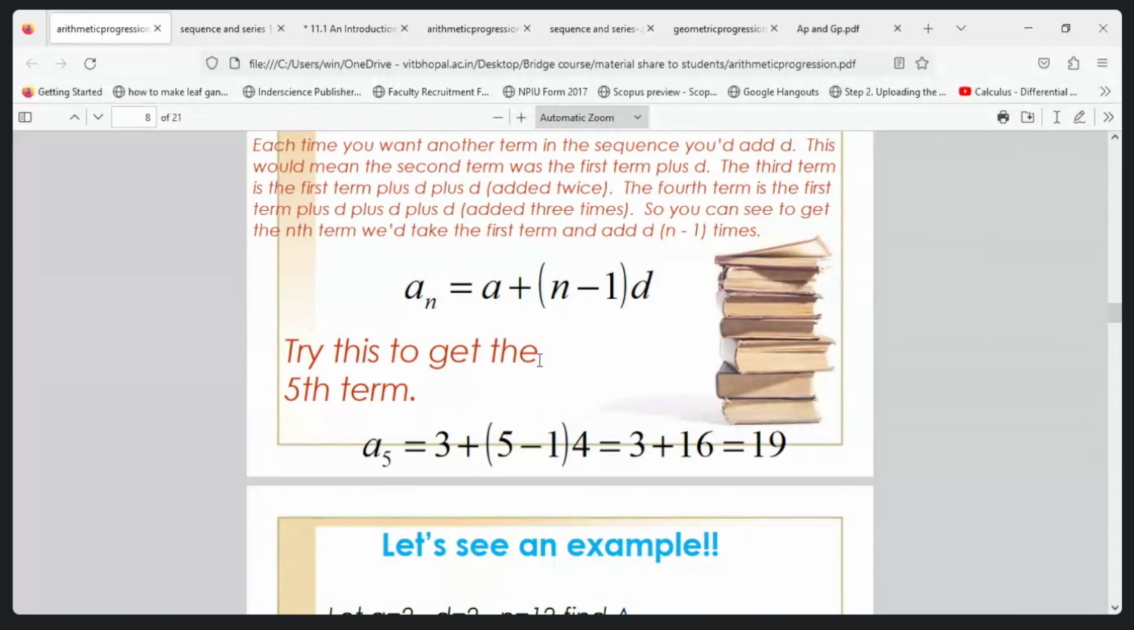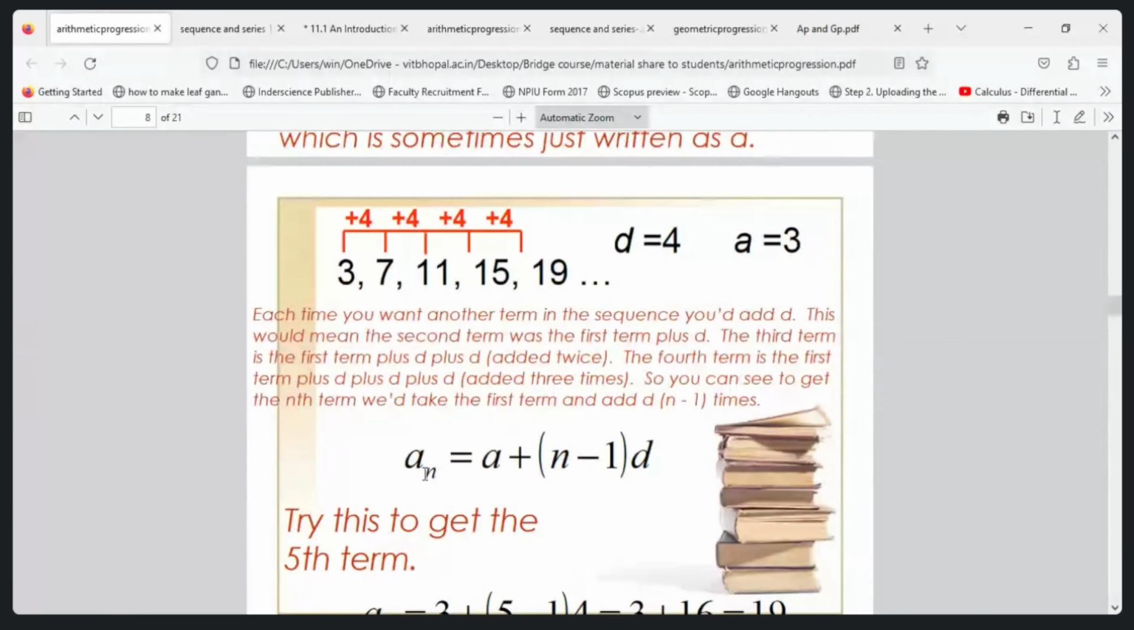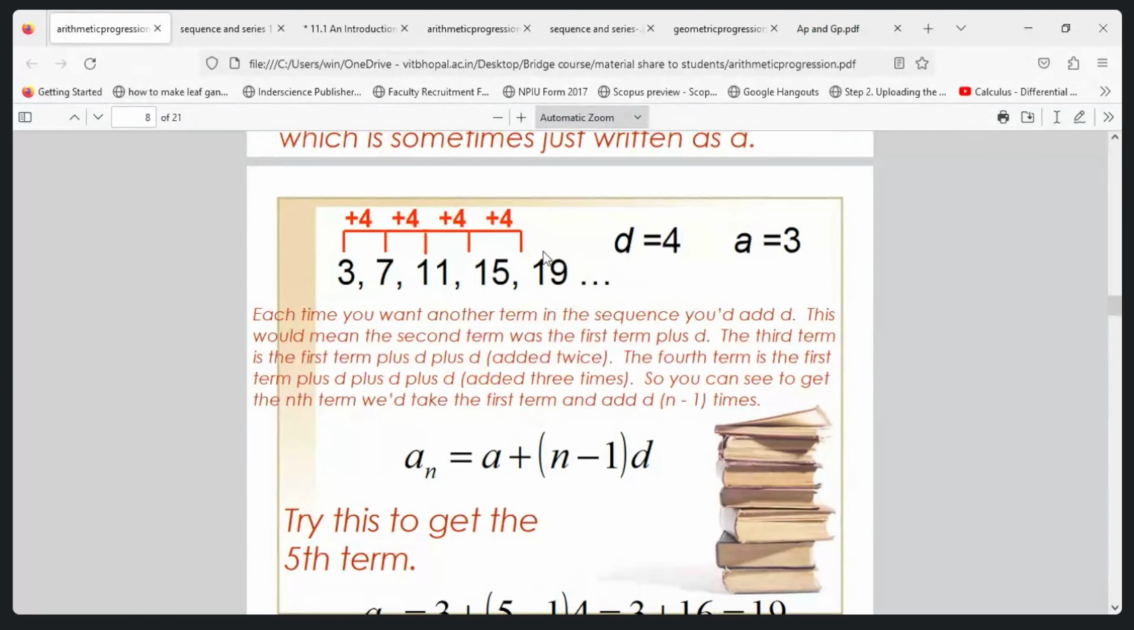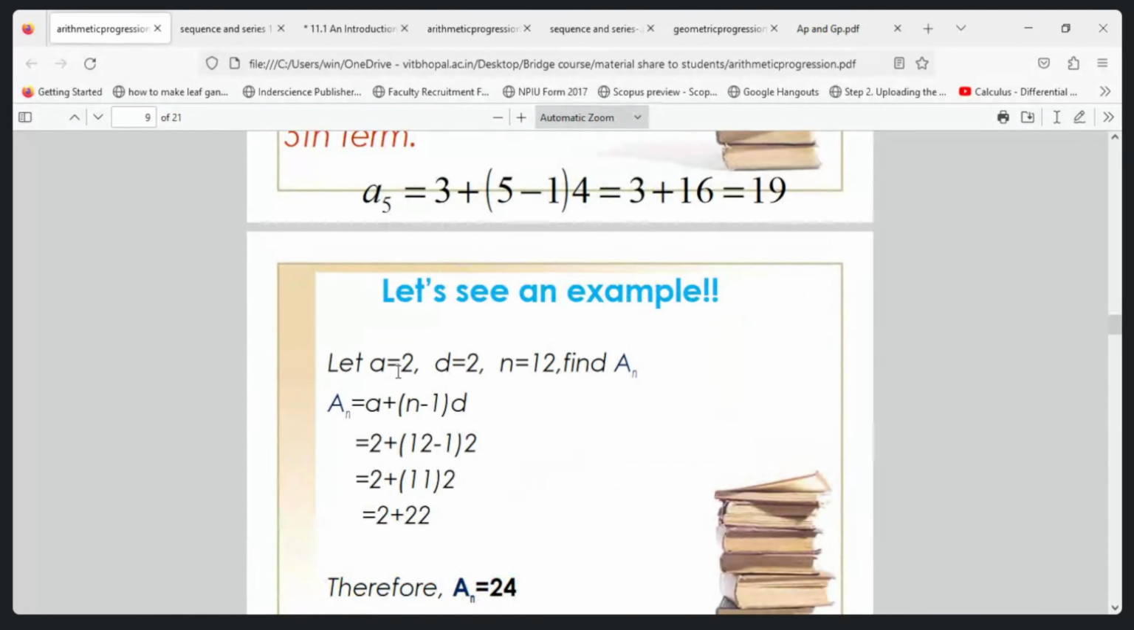Try the fifth term of the series, A5. The first term is 3. You can see the formula: An equals A plus (n minus 1) into D. So 3 plus (5 minus 1) into 4, that is 3 plus 16, which is 19. You can see that 19 is the fifth term of the series. So this is another part. Let's see the example: if A equals 2, D equals 2, n equals 12.